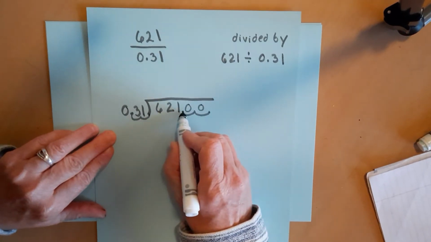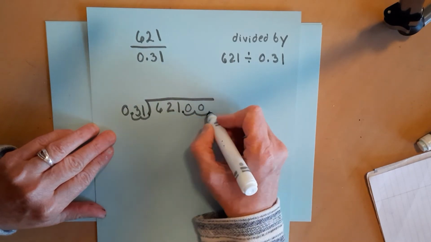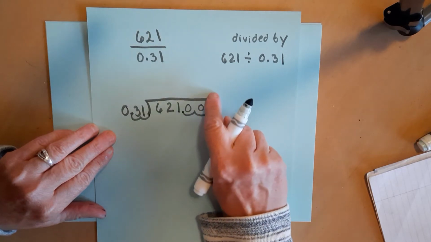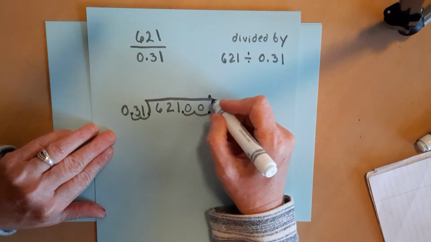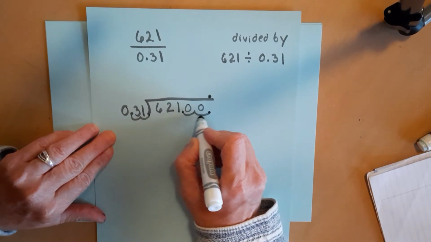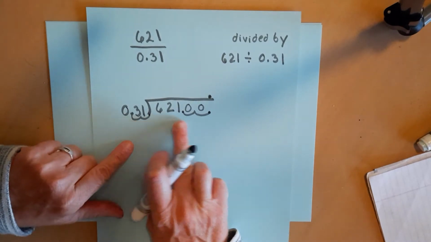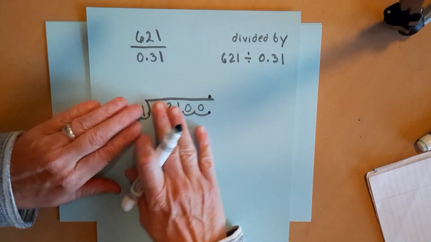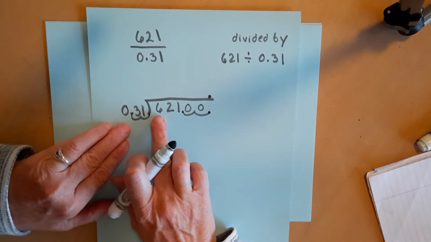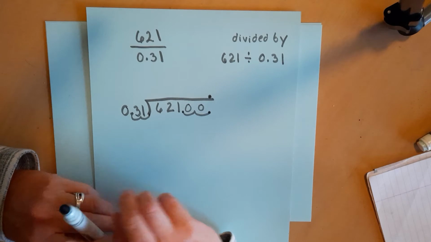So now we move the decimal point over 2 spots. And we always have to remember to put it right up on the top so we don't lose that spot that it ends up having to be in our answer. So the decimal point in our answer needs to be right here because we moved it over 2 points. So put it up there right away. Now when we go back to dividing, we're just going to ignore all those decimal points and just do it as if we were dividing 62,100 by 31.